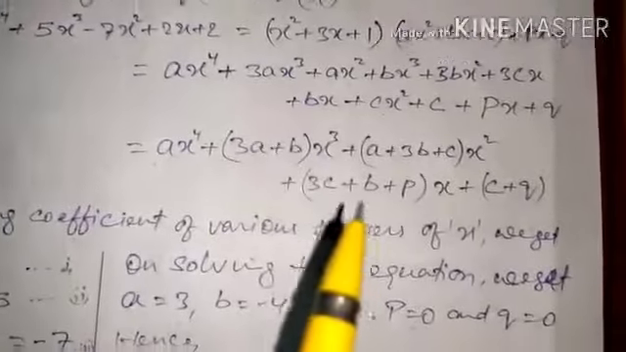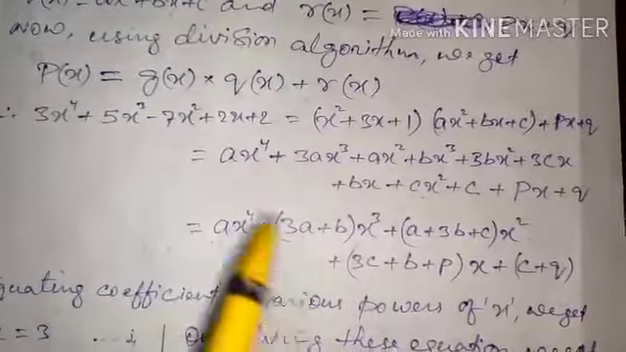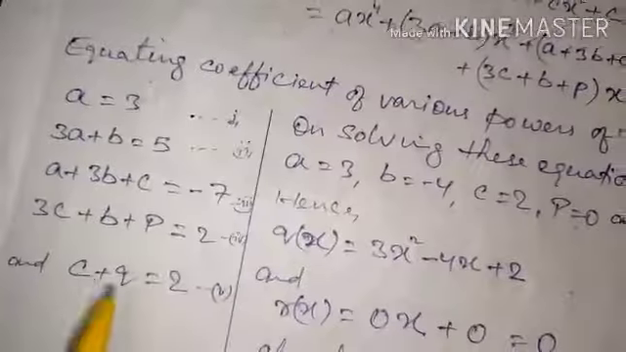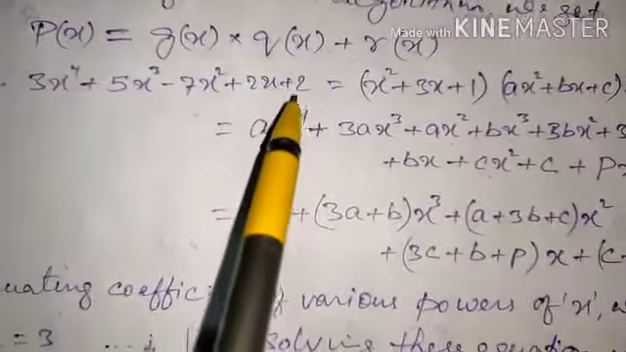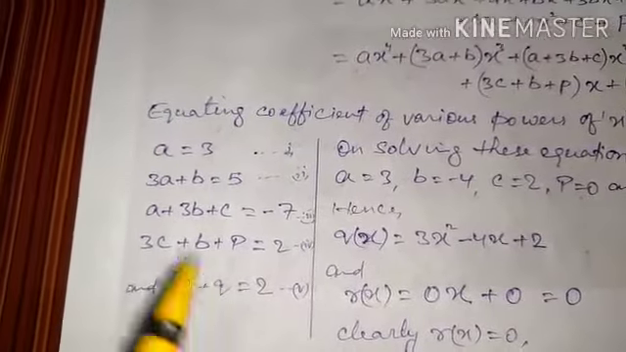Just a second, one thing we had left. Okay, 3c plus b plus p is equal to 2. So written 2, and now c plus q also equals 2, which we have written over here. I hope this must be clear. So these 5 equations we have got.